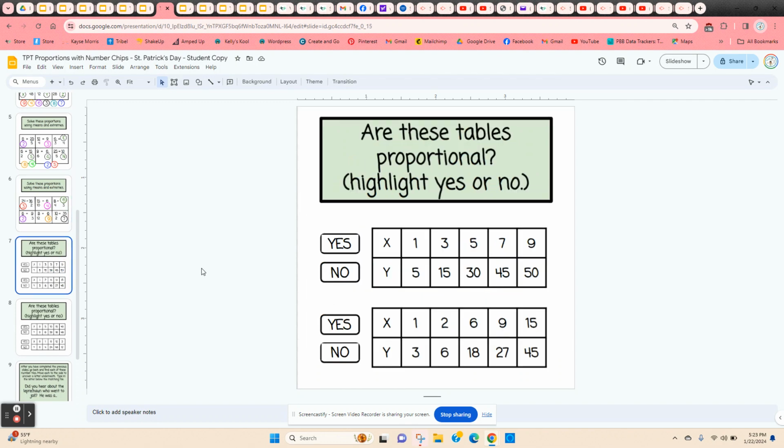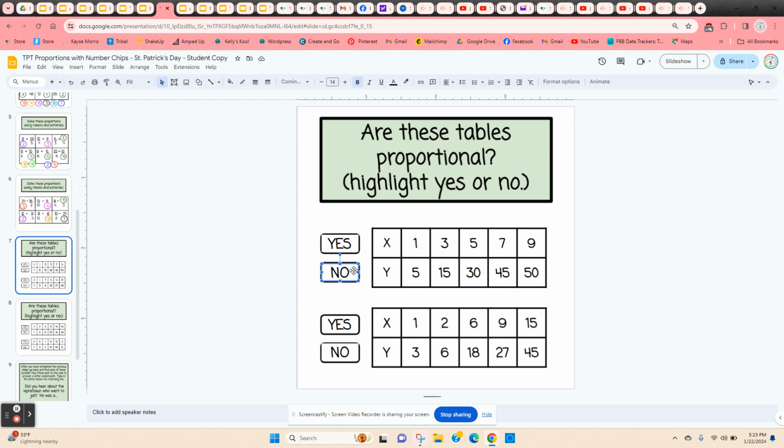When they get to slide 7, now they've got some tables, and they have to determine whether the tables are proportional. Yes or no on each one. So if they look at the x values and the y values, they can see here they're just multiplying by 5, multiplying by 5 here. But when they get to this ratio, it doesn't work. If they multiply times 5, they do not get 30. So these ratios are not equivalent.